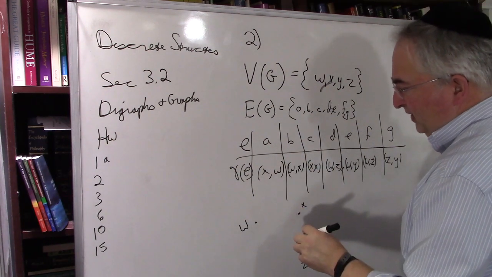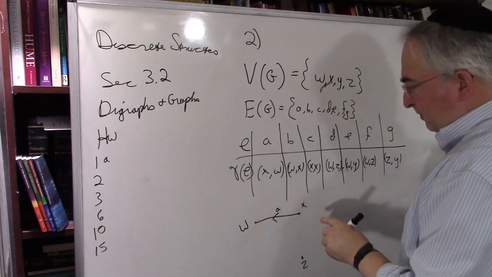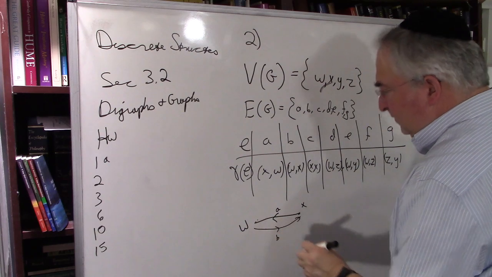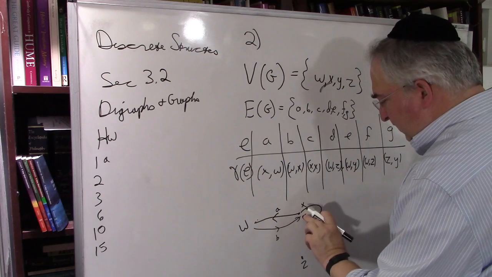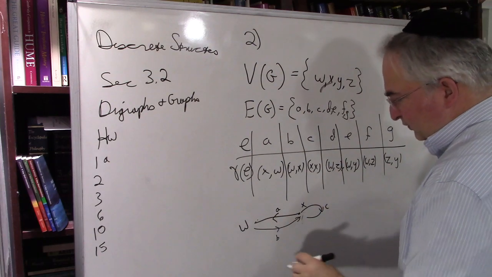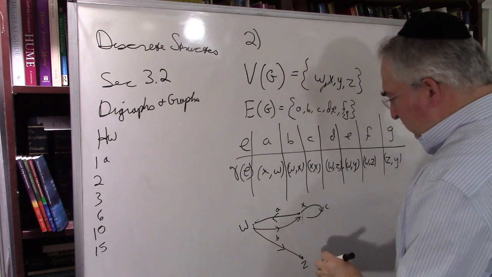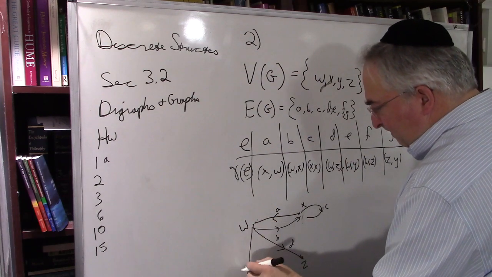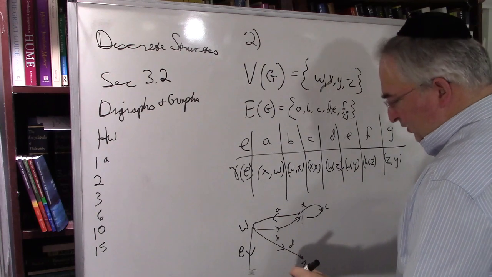Okay, A goes from X to W. Good. B goes from W to X. Okay. C goes from X to X. They like to draw their arrows in the middle. C goes from X to X. D goes from W to Z. Okay, we'll call that D. E goes from W to Y. Oh, they like to have it in the middle. So E goes from W to Y. F goes from W to Z.